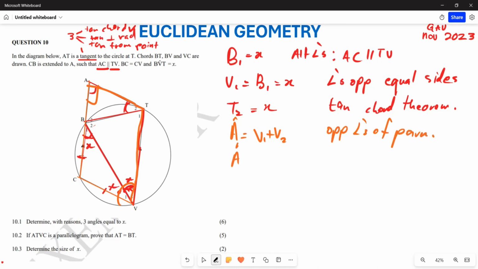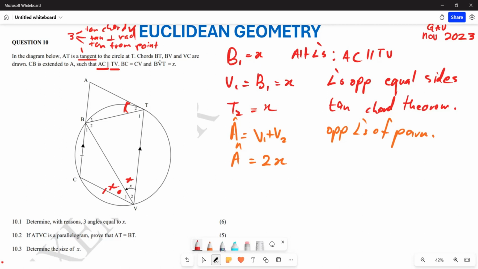So which means your angle A now is going to be equal to 2x, because V1 is x and V2 is equal to x, right? Now, what I want you to also take note of is that if we now look at our angle B3, for an example in this, let's just remove some of these things here so that you can see visibly, right? Now, if you can look at your B3.